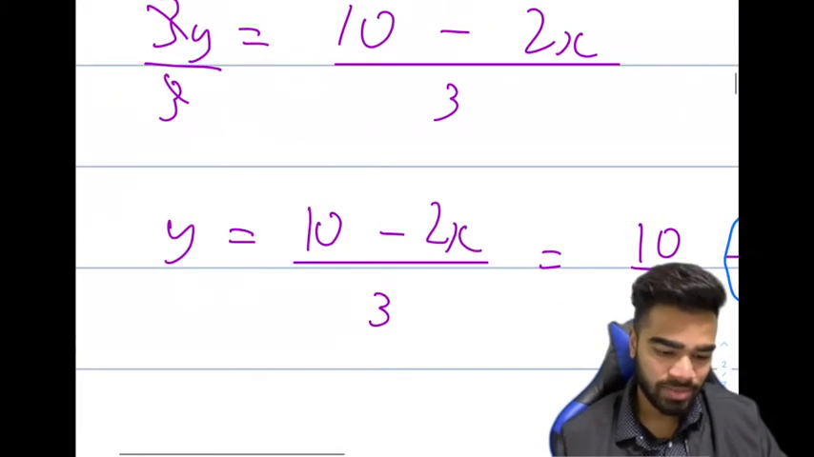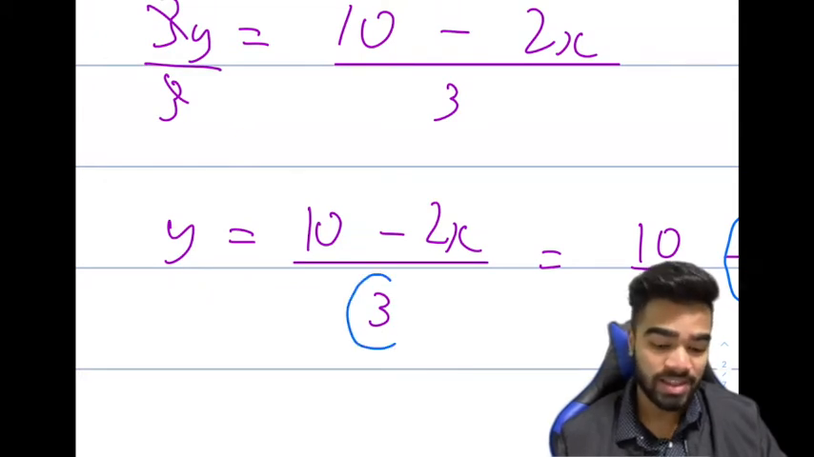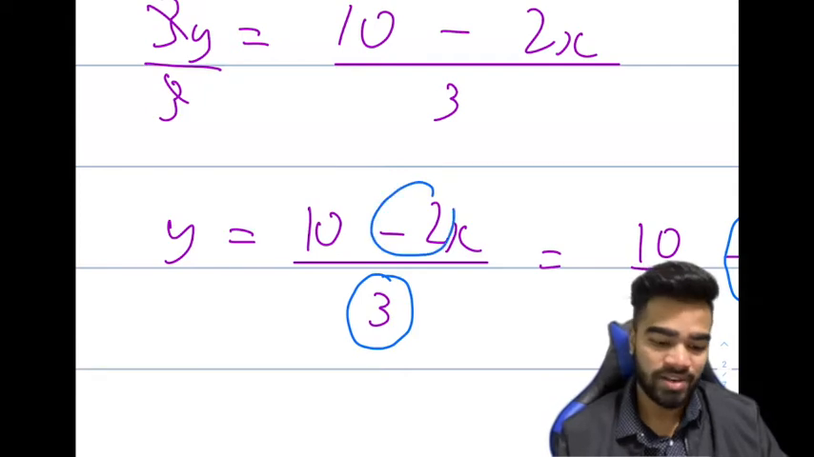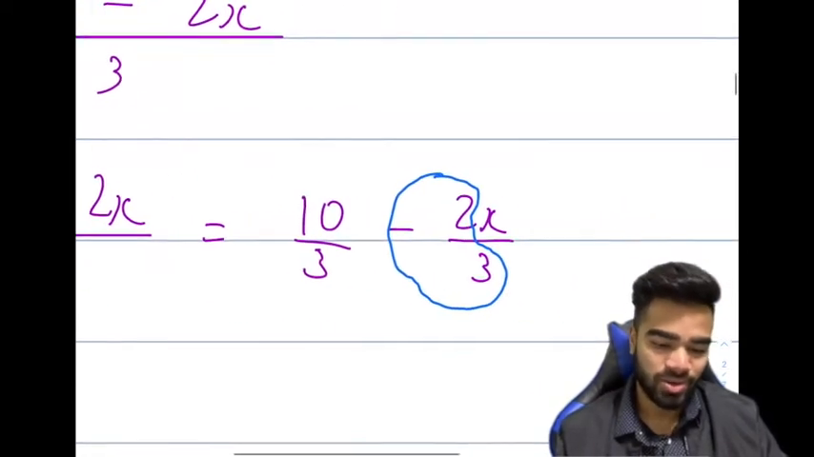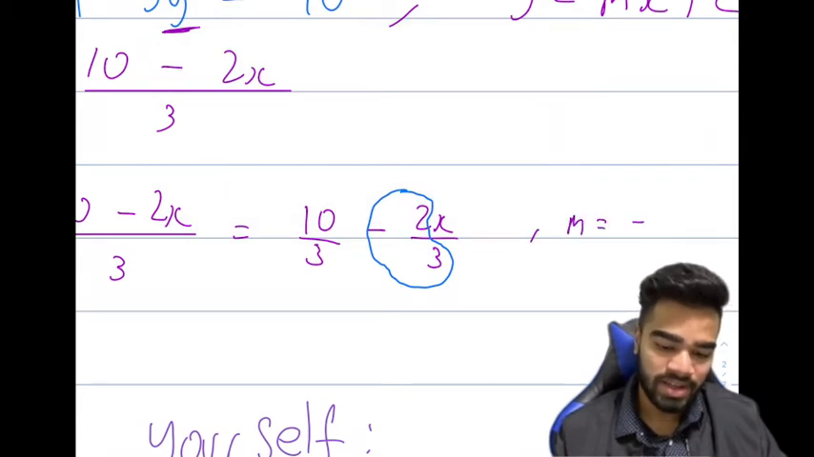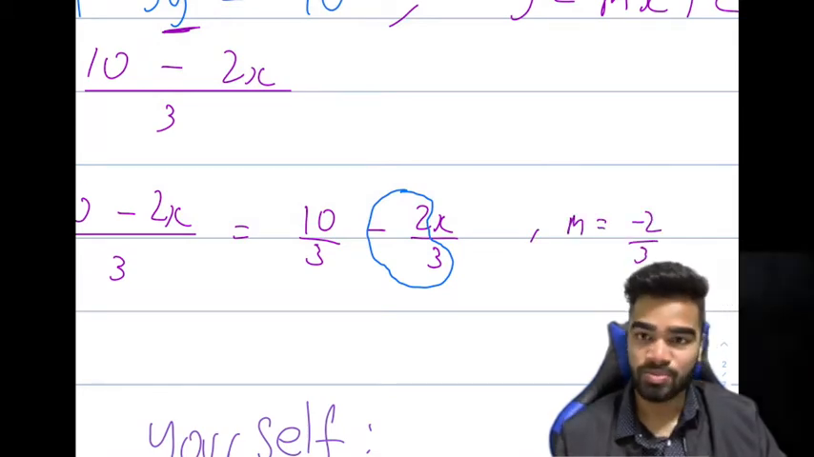So every time you've got a straight line that's being divided by a number, you have to split it up and then look at the gradient. You can't just look at the gradient up here straight away. Okay, so all that comes back to the fact that the gradient of this graph, m, is actually -2/3, because you have to split up the fraction.